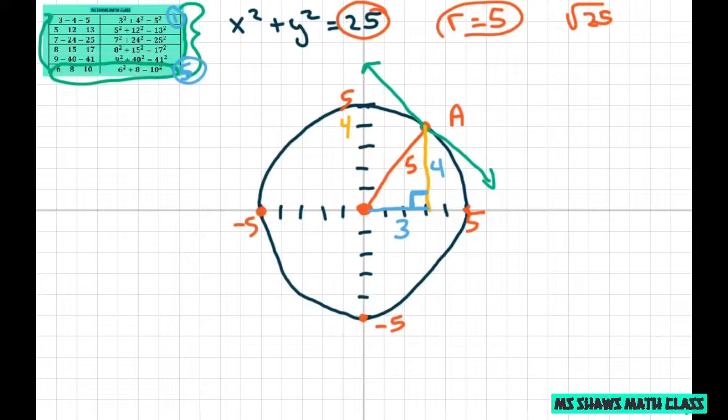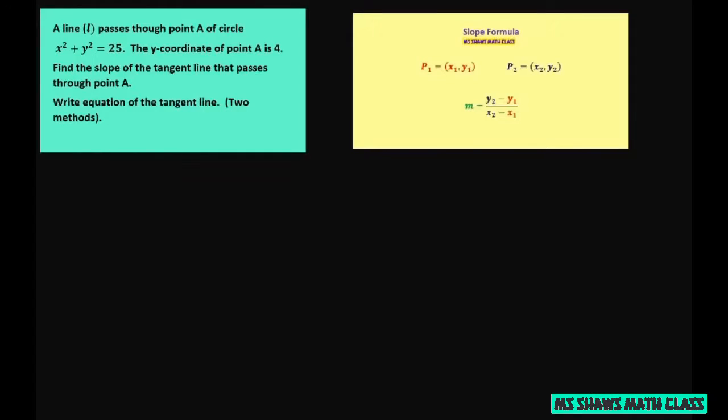Now we're going to find the slope of this tangent line. And the main thing you have to know about a tangent line is it means it's perpendicular. Because if it's not tangent, it could be going this way, it could be going this way. But we have to know that it's tangent. That means it's perpendicular at this point. So what I'm going to do is draw the triangle we have. So this is a 3, 4, 5 triangle.